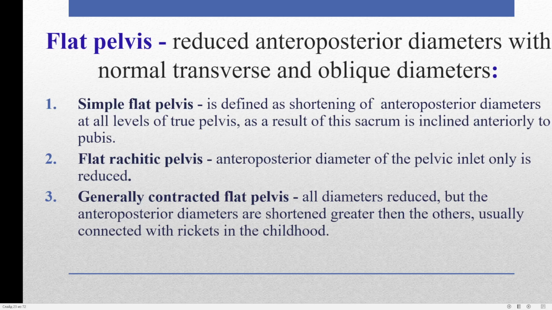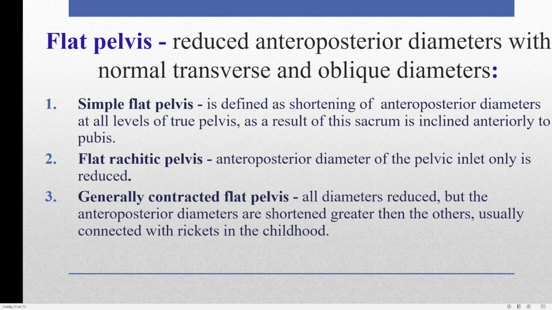Next type of contracted pelvis is flat pelvis. In this situation, the anterior-posterior diameters are reduced with normal transverse and oblique diameters. Simple flat pelvis is defined as a shortening of the anterior-posterior diameters at all levels of the true pelvis. As a result of this, the sacrum is inclined anteriorly to the pubis.